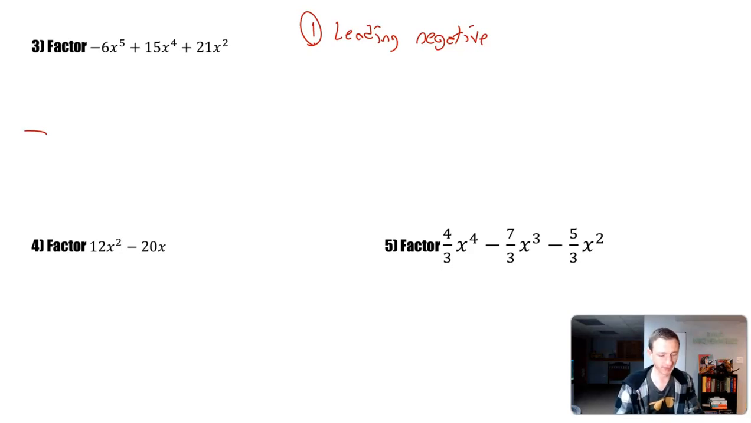But now what else could I factor out? I have 6, 15, and 21. Think about this without having to write down all the factors.